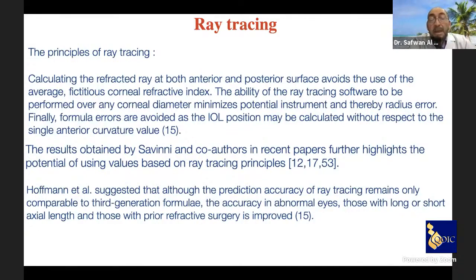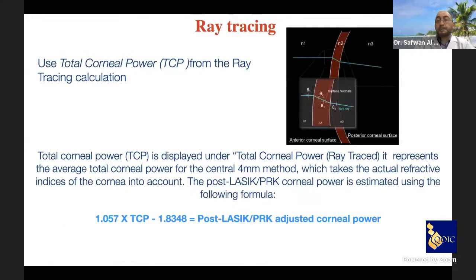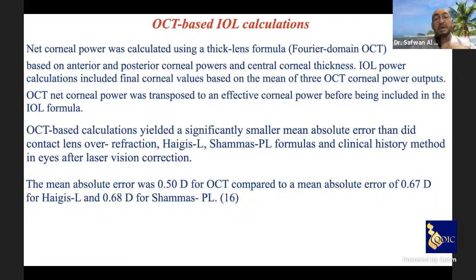Hoffmann suggests that although the prediction accuracy of ray tracing remains only comparable to third-generation formulas, the accuracy in abnormal eyes, those with a long or short, as Reina said, axial length, and those with prior refractive surgery is improved. And that's the principle of ray trace. I will not go through it. OCT-based IOL calculation also shows promise to be used in modifying the K reading and give us the actual K of the post-op result.